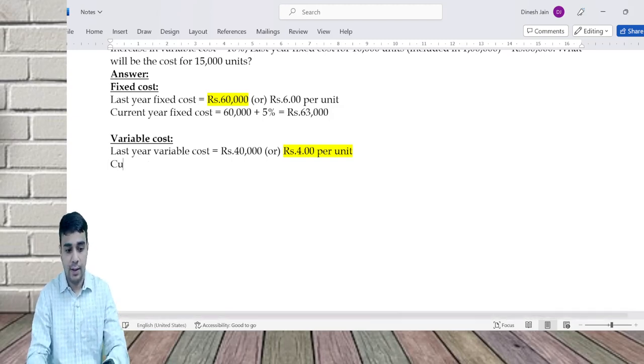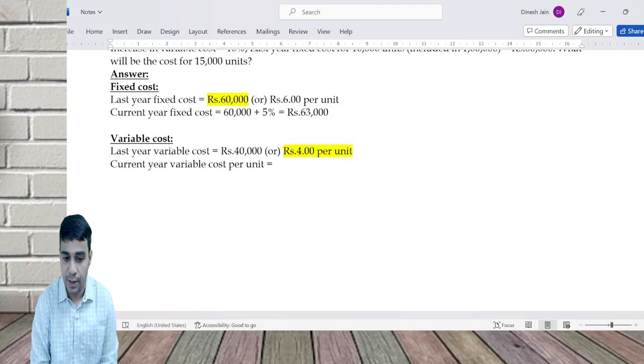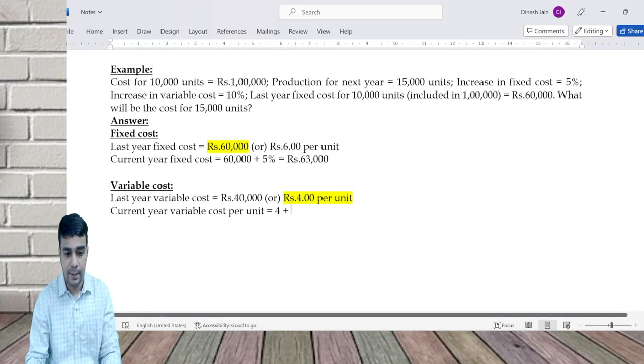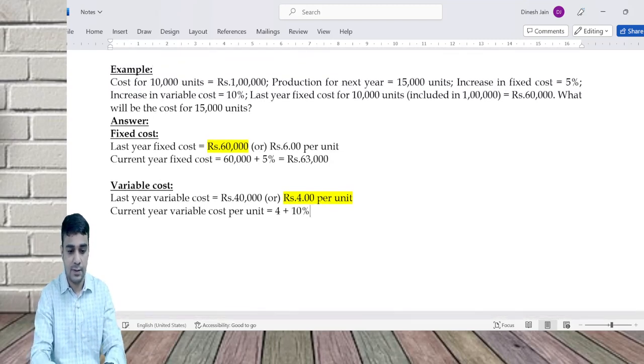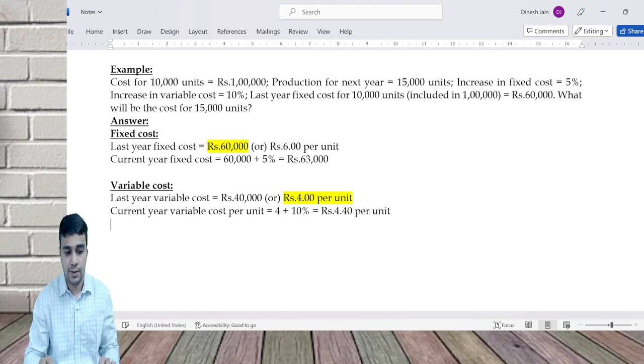Then current year variable cost per unit. Current year variable cost per unit is equal to 4 plus, how much is the increase I mentioned? 10%. 4 plus 10%, 4.40 per unit. 4 plus 10 percent is 4.40 per unit.